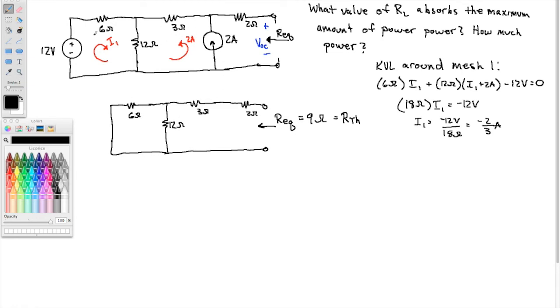All right, so looking at the original circuit, I've got to find this open circuit voltage. There's no voltage drop across the 2 ohm resistor because no current can go through there because it has no return path. So VOC, the voltage from this node to this node, let's label the nodes. Here's node 0, node 1, node 2, node 3, node 4. Okay, VOC is the voltage from node 4 to node 0. But since there's no drop across the 2 ohm resistor, VOC is also the voltage from node 3 to node 0. So here's the voltage we're looking for now. This is also VOC.